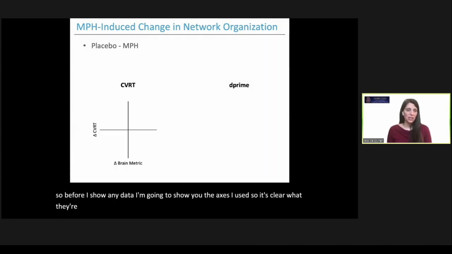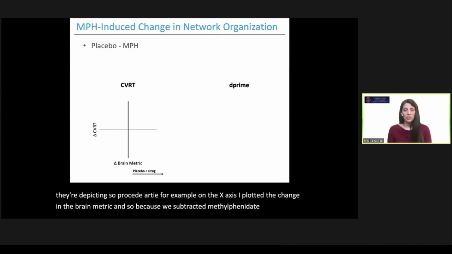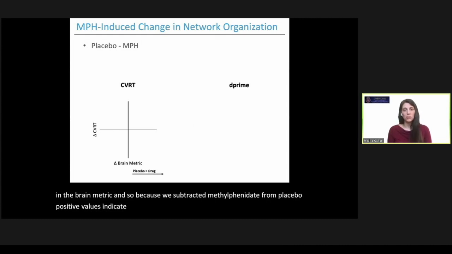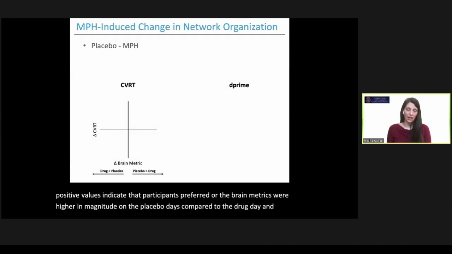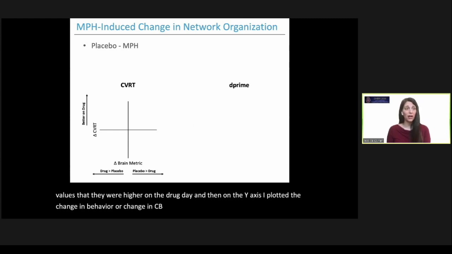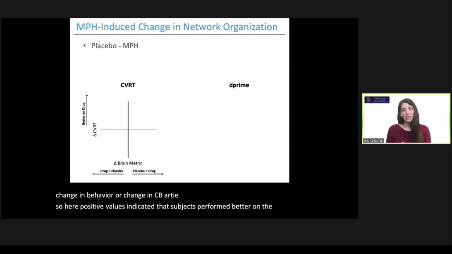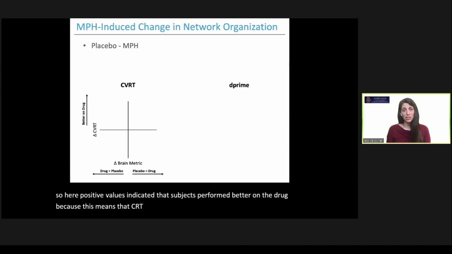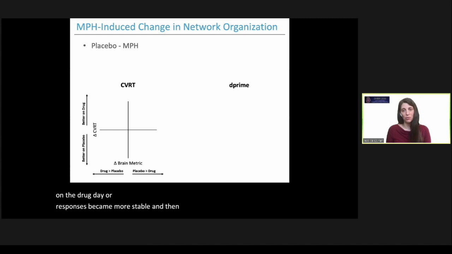So for CVRT, for example, on the x-axis, I plotted the change in the brain metric. And so because we subtracted methylphenidate from placebo, positive values indicate that the brain metrics were higher in magnitude on the placebo day as compared to the drug day, and negative values that they were higher on the drug day. And then on the y-axis, I plotted the change in behavior, the change in CVRT. So here, positive values indicated that subjects performed better on the drug because this means that CVRT decreased on the drug day, or responses became more stable, and the negative values indicated that they performed better on placebo.